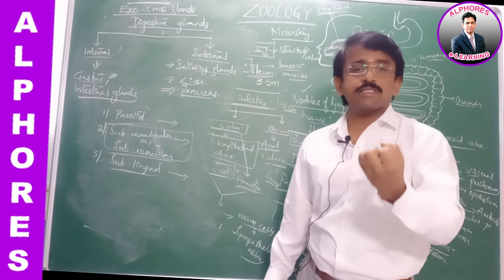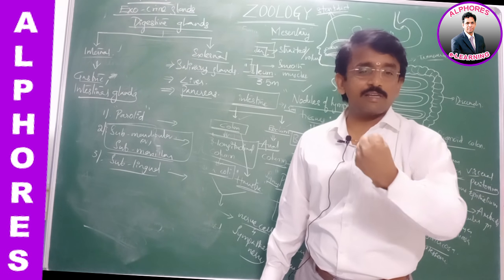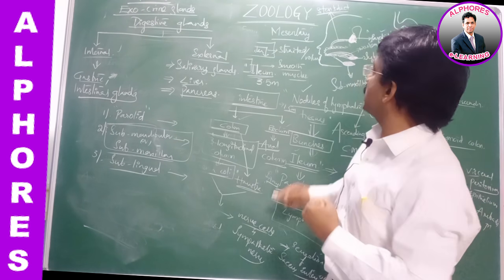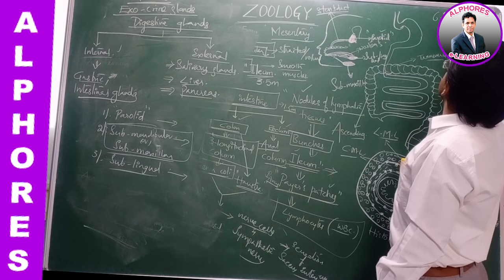Salivary glands release the salivary juice. The salivary juice is slightly acidic, which means the salivary juice pH is 6.8.